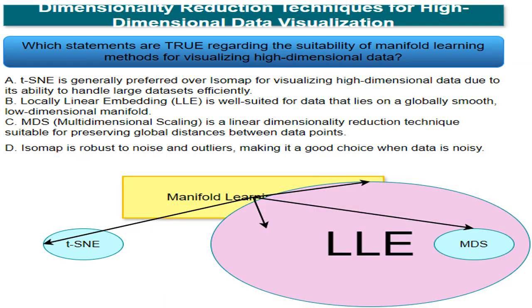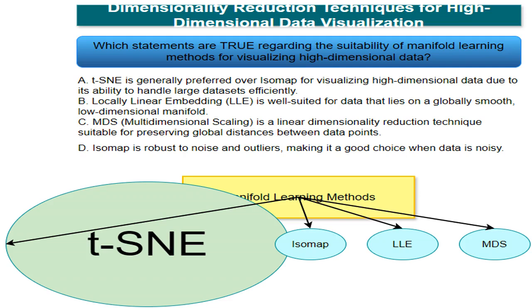LLE, or locally linear embedding, is best for data that sits on a smoothly curved, low-dimensional surface hidden within a much higher dimensional space. Imagine a crumpled sheet of paper, a low-dimensional surface, in a three-dimensional room. LLE excels at unwrapping that sheet to reveal its true, simpler form.